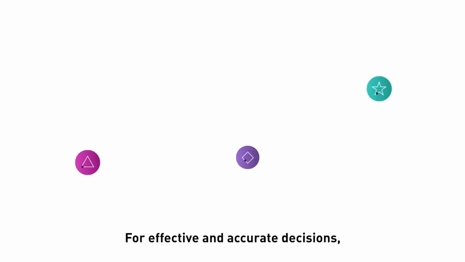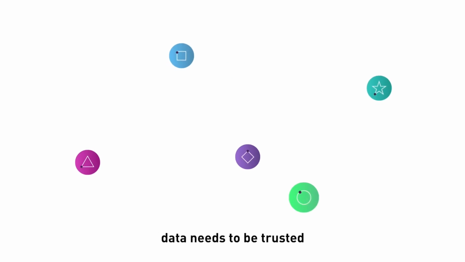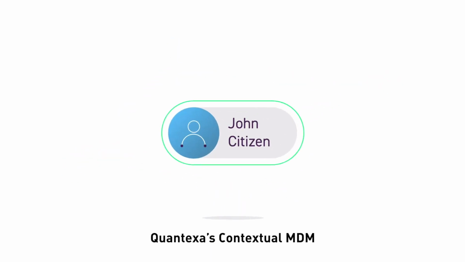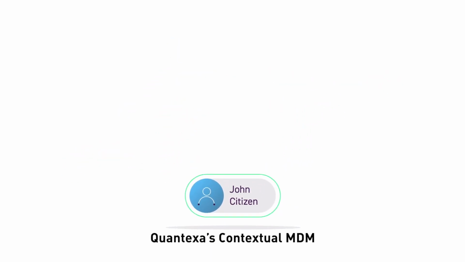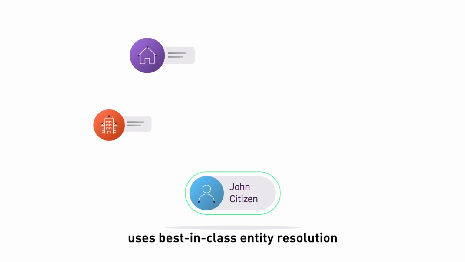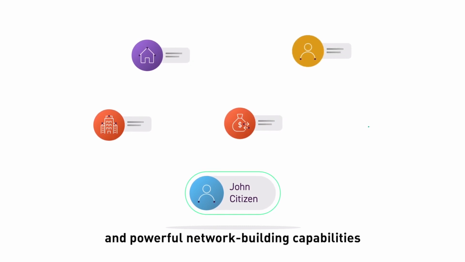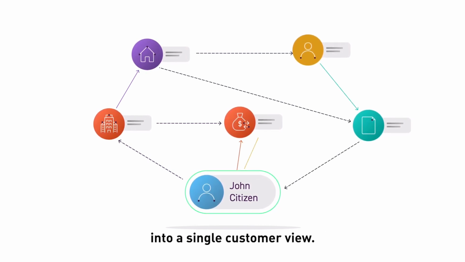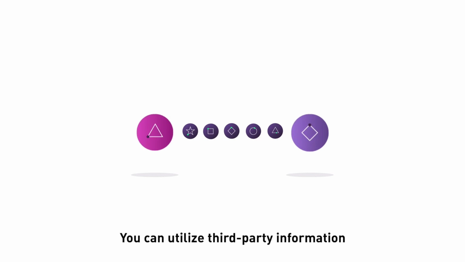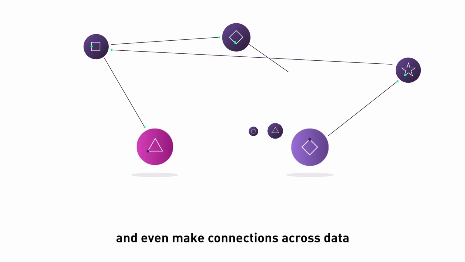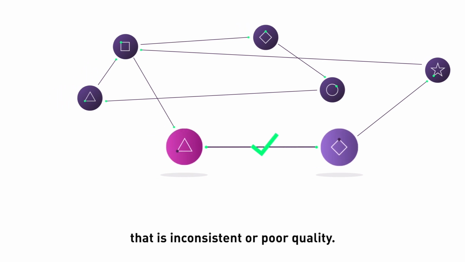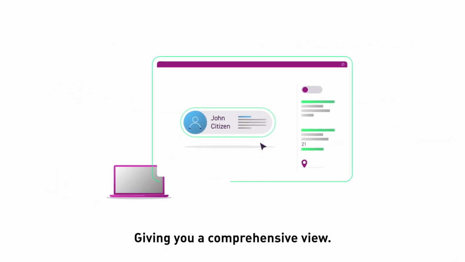For effective and accurate decisions, data needs to be trusted and seen in context. Quantexa's Contextual MDM uses best-in-class entity resolution and powerful network-building capabilities that combine all enterprise data into a single customer view. You can utilize third-party information and even make connections across data that is inconsistent or poor quality, giving you a comprehensive view.